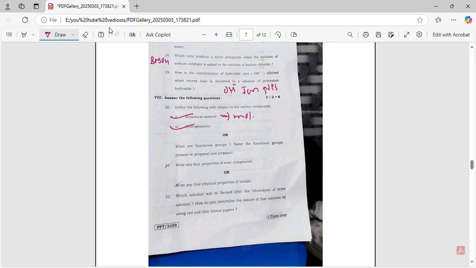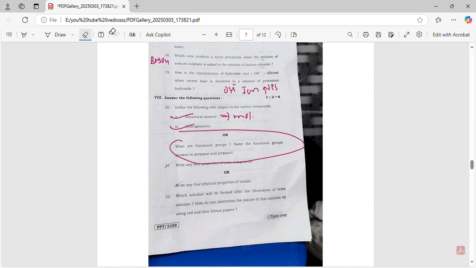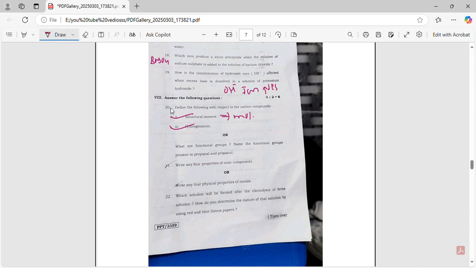This question also we have done in our revision classes. Write four properties of ionic compounds. Ionic compounds are solid in nature. They conduct electricity in molten or solution state. They have high melting and boiling points. They are hard. They are soluble in water and not soluble in organic solvents.